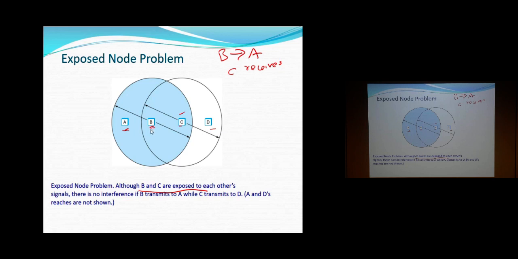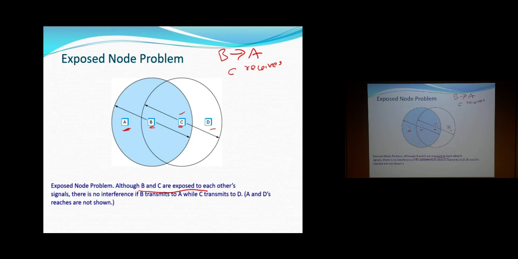B transmits a frame to A. It's a broadcast, so A receives, but C also receives that. That means C senses that some communication is going on. So now what will C do? That means C should not transmit. Am I right? C should not transmit.